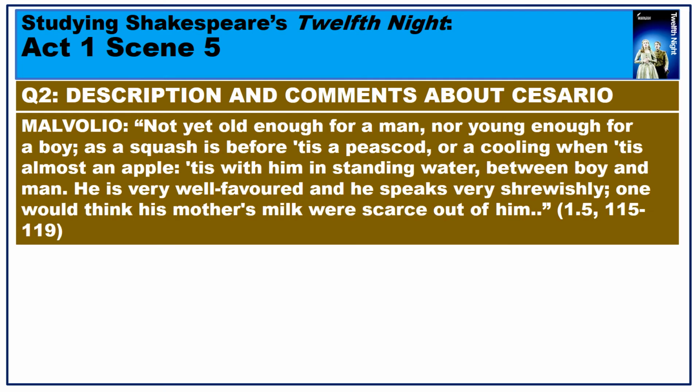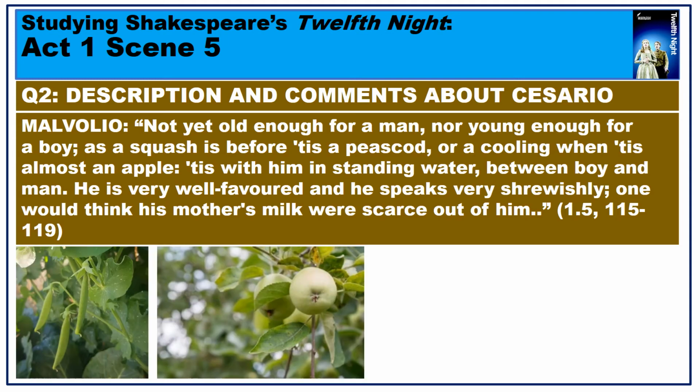Malvolio goes on to use imagery to suggest an intriguing gender ambiguity about Cesario. His gender seems more fluid, between stages, difficult to pin down. He suggests that Cesario is like an unripe pea pod or an unripe apple just before both come to fruition. The fact that Malvolio goes to the trouble of using two different images to make the same point shows how much of an effect Cesario has had on him. He himself is intrigued. The descriptive phrase, "very well favoured," confirms Maria's point about his unusual handsomeness.